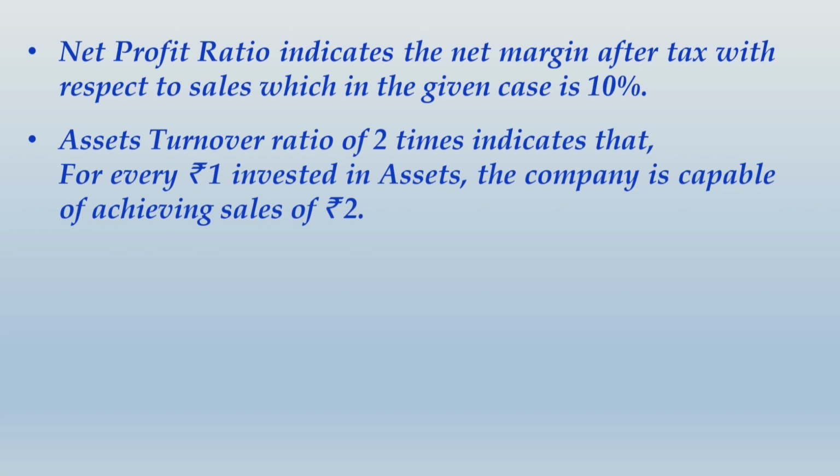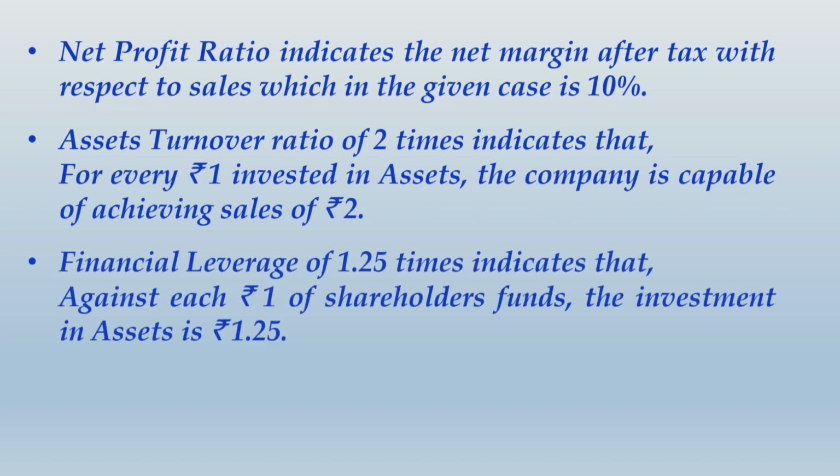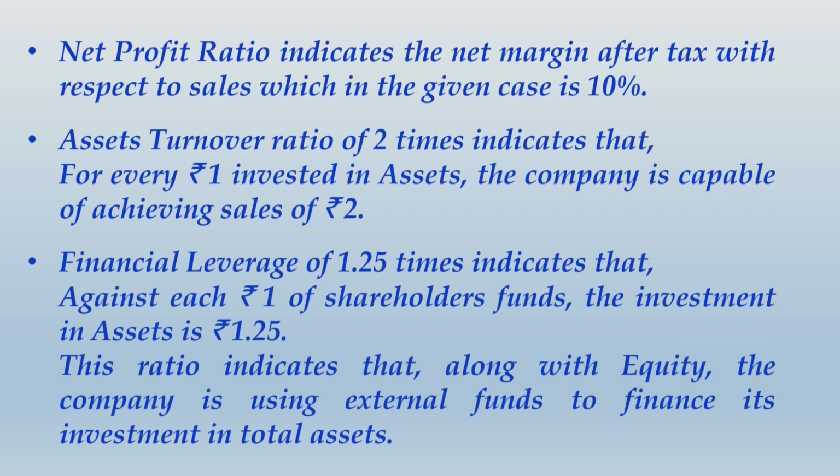And the right way to understand this ratio would be that for every 1 rupee that the company has invested in assets, the company is capable of achieving sales of rupees 2. Now, financial leverage of 1.25 times indicates that against each rupee 1 of shareholders' funds, the investment in assets is rupees 1.25. That means if you have made an investment of 1.25 in assets, your shareholders have contributed rupee 1 only out of that. That means the balance 0.25 indicates the use of debt or borrowed funds as part of your capital. So this ratio indicates that along with equity, the company is using external funds to finance its investment in total assets. So friends, do one thing, please write up this whole description, and that will be the end of the analysis.